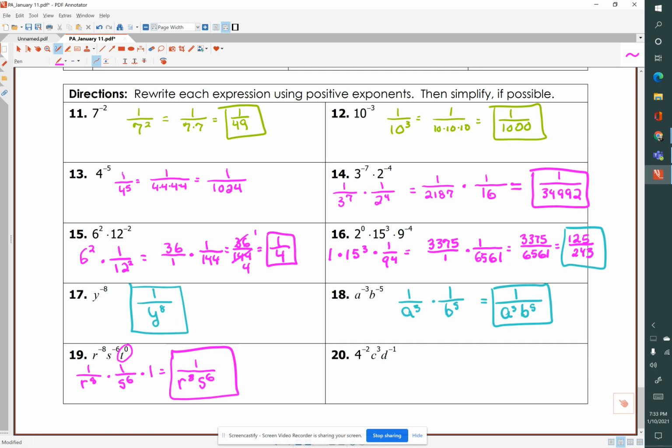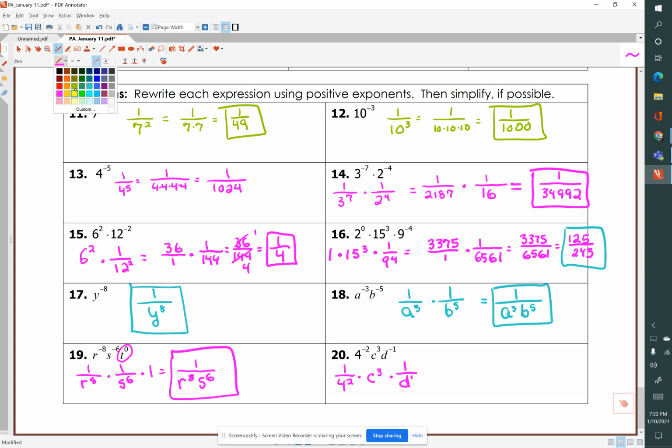And finally, for our last problem, for the negative 2 power, c third, d to the negative 1. So we rewrite that. Now remember, d to the negative first power is not d to the first power. We have to be very mindful of that. So we have 1 over 4 to the second power times c to the third power times 1 over d to the first power, or we can just say d. We don't have to put the 1 when it's 1 power.